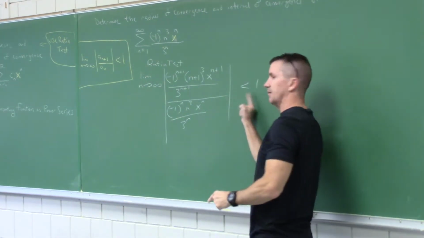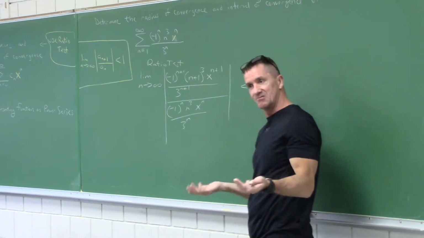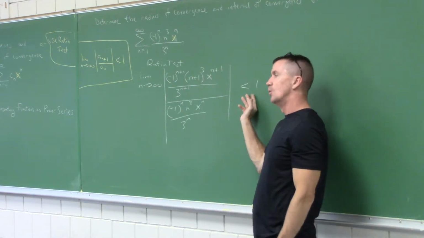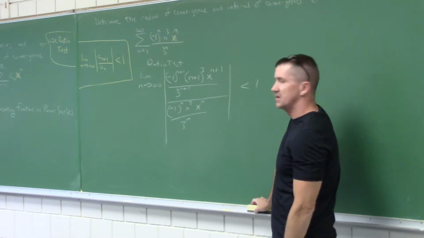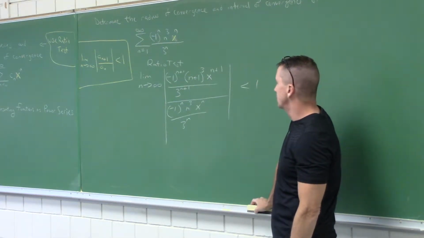So you'll do that on every problem. When you determine the radius of convergence, you're always trying to find out when the limit's less than 1. Not 0, it's always going to be less than 1. Remember, this test is inconclusive if it equals 1.